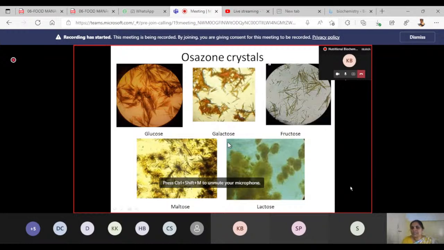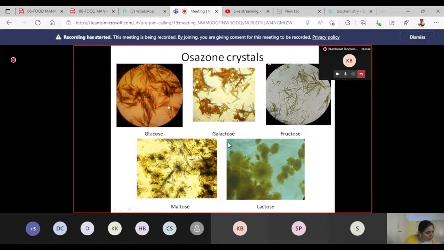So when you observe under a microscope, see each carbohydrate can show a distinct shape under microscope. Glucose forms a broomstick shape structure. We call it as a broomstick shape structure. Does it appear like a broomstick here? The crystals?